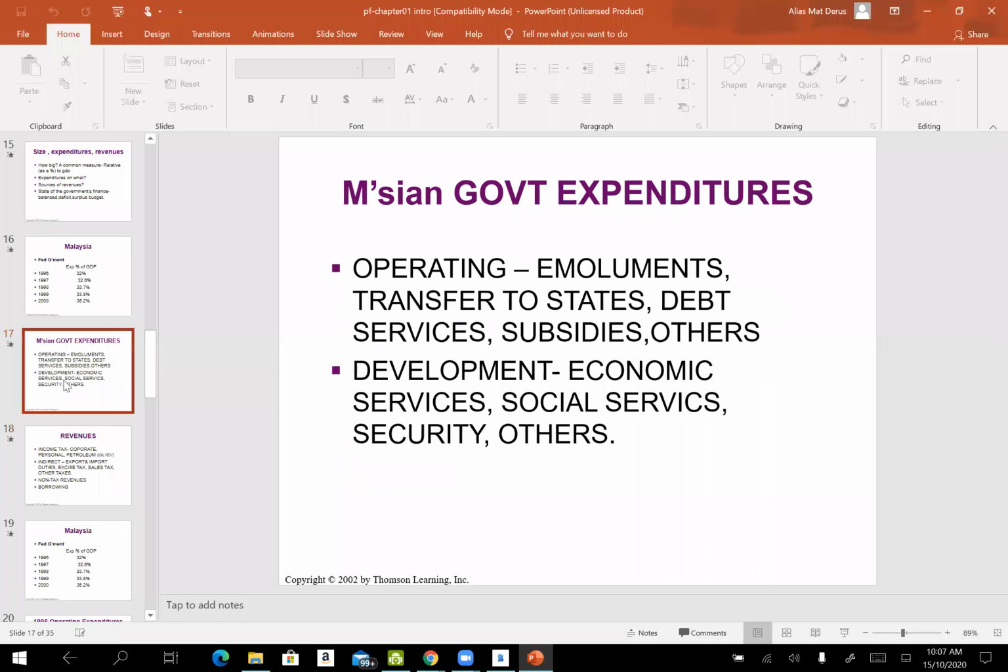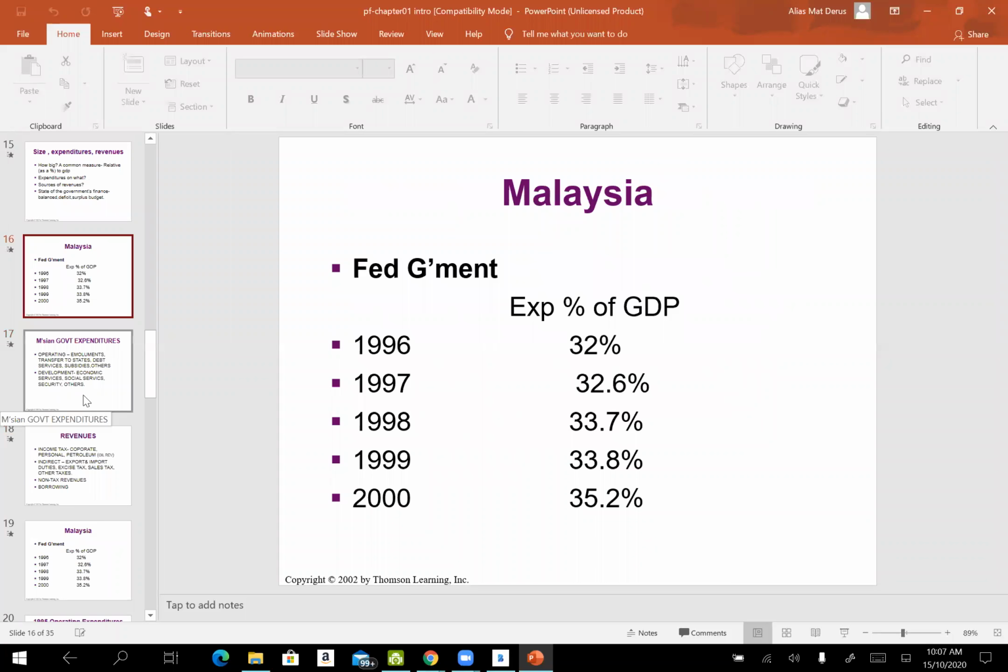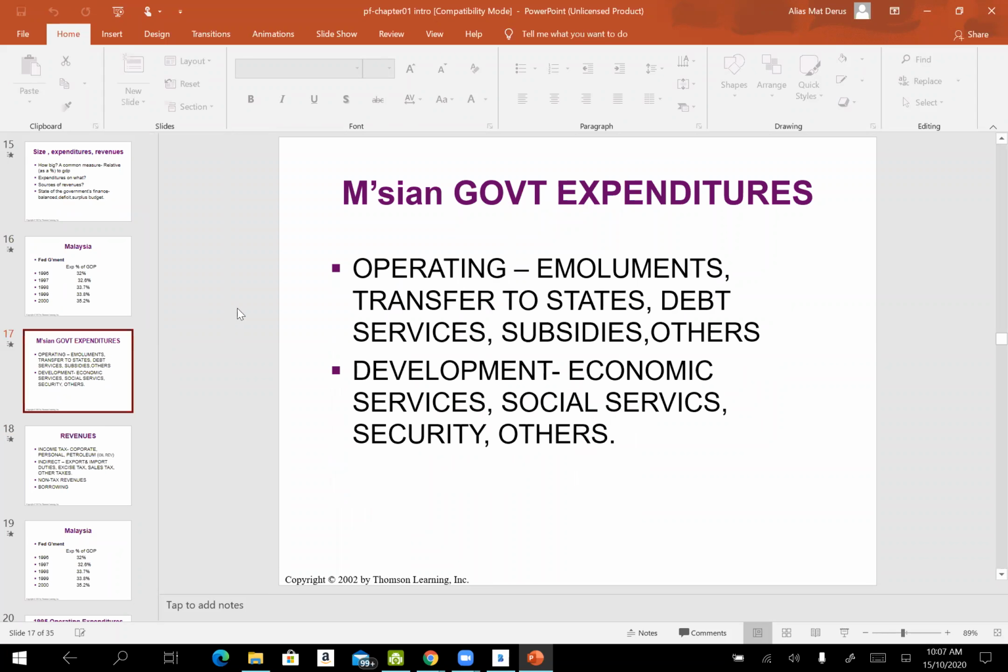Now, for the government of Malaysia, if you break out the government expenditure, like I said earlier, the total expenditure, what are the components of the total expenditure? For our country, we follow this breakout. One is operating expenditure, the other is development. So the total expenditure is the sum of the operating expenditure and development expenditure.